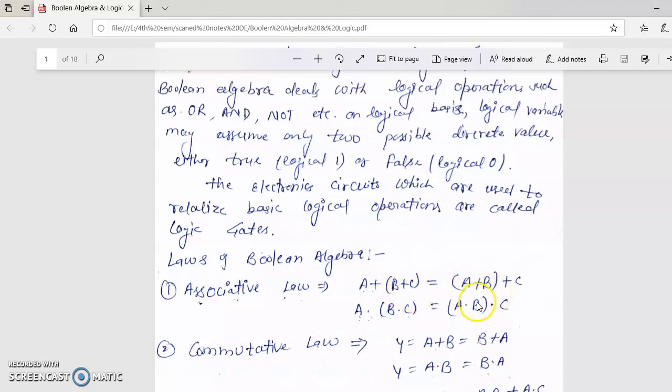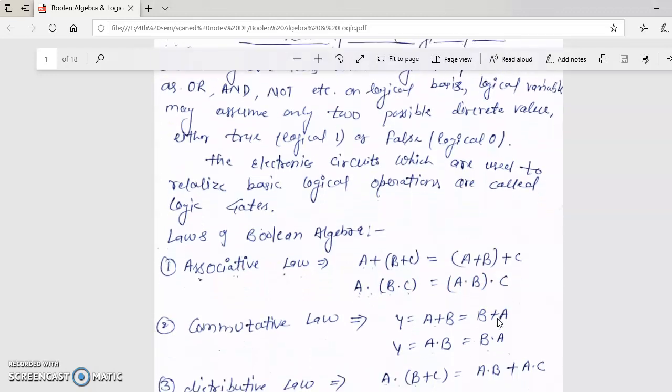For the product terms, A dot bracket B dot C is equivalent to bracket A dot B bracket dot C. We can write A plus B plus C in this way also, and A dot B dot C as A dot B dot C. That is called associative law.